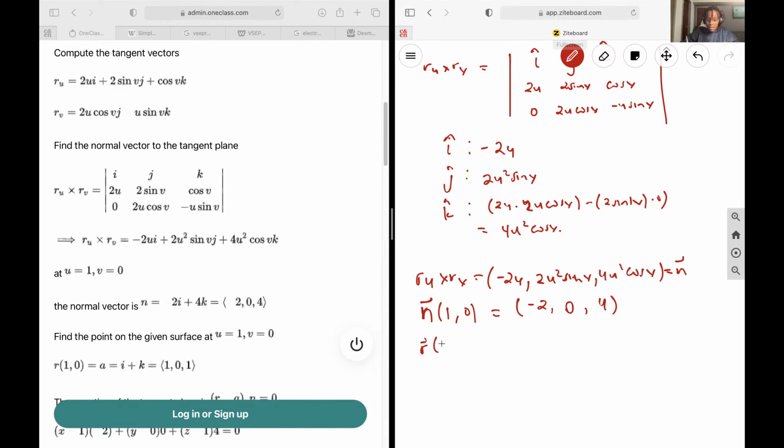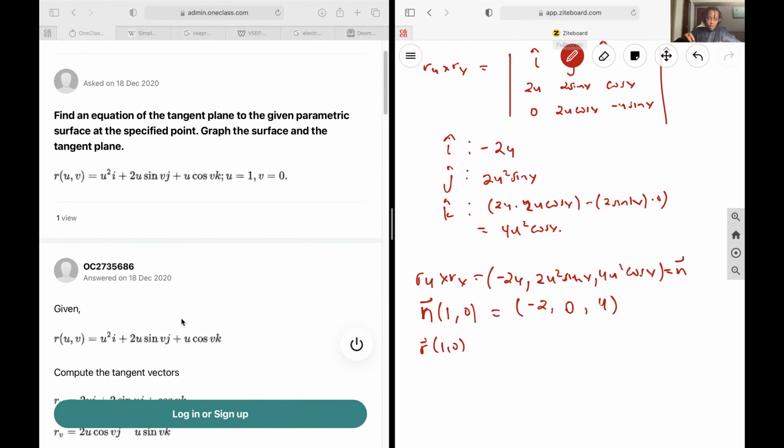Next up, you want to evaluate r at the required spots. And that would be, if we just go back to our r, we get u squared, so 1 squared. 2 by u, so 2 by sine 0, which is going to give us 0. And lastly, u cos v, which is going to give us 1.